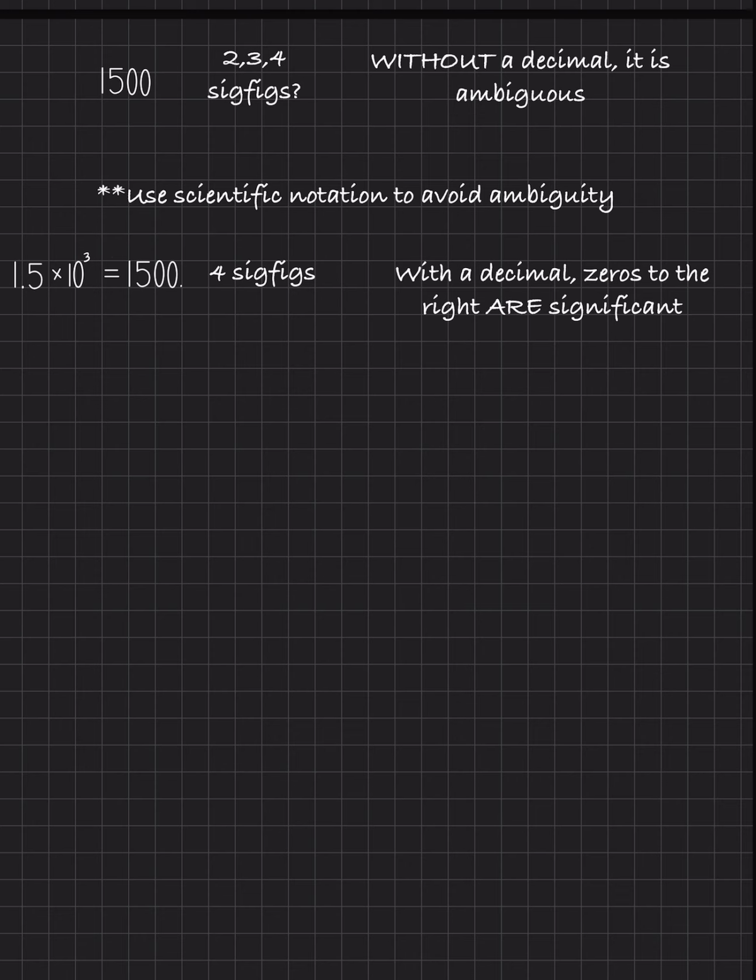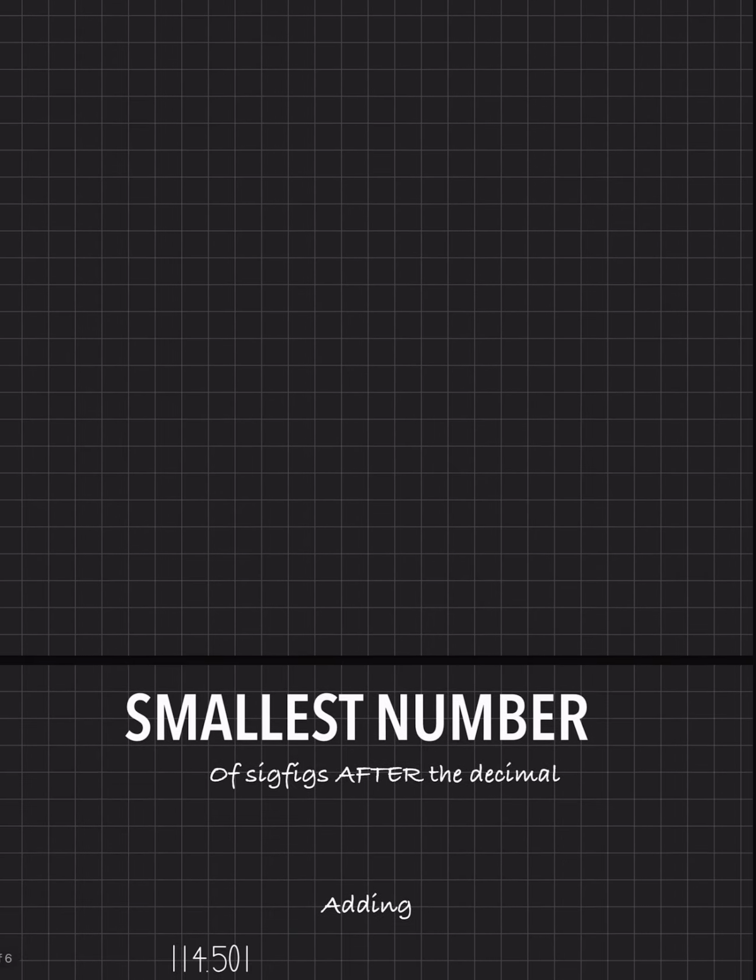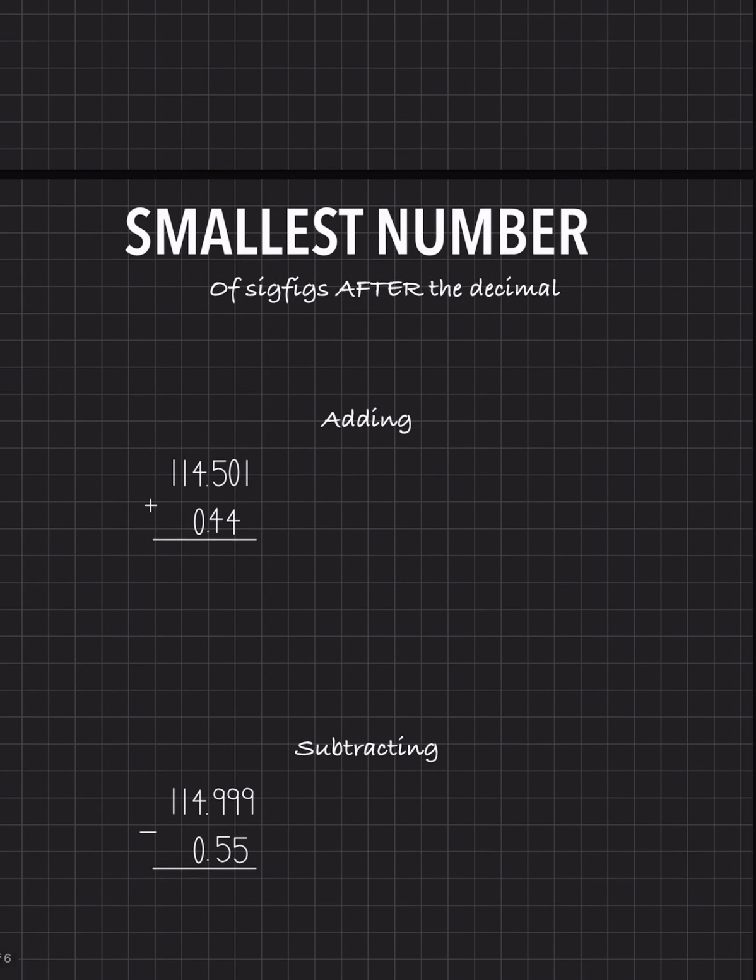So if I wrote it in a different way and I had 150.0, again, I would have 4 sig figs because with a decimal, those zeros to the right are significant. Now, let's get into the actual math.